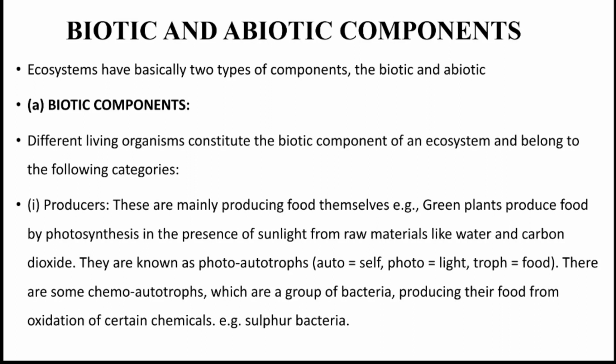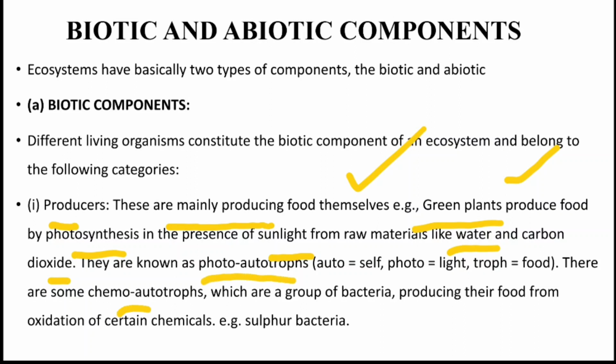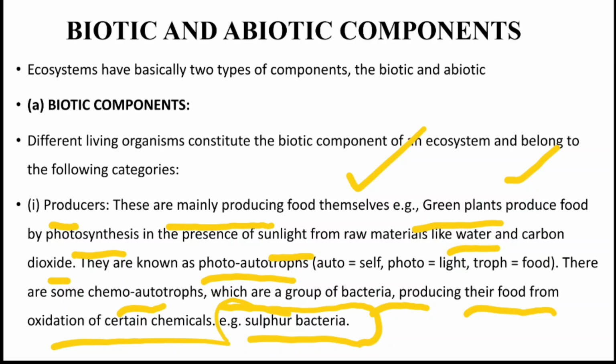The biotic components are of the following categories. One is producers. These mainly produce food by themselves. For example, green plants produce food by photosynthesis in the presence of sunlight from raw materials like water and carbon dioxide. So they are known as photoautotrophs, and there are some chemoautotrophs, which are a group of bacteria producing their food from oxidation of chemicals, for example sulfur bacteria. So they are the producers of the ecosystem, which can produce their own food by themselves.